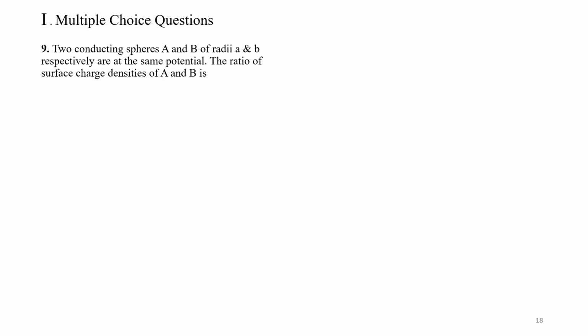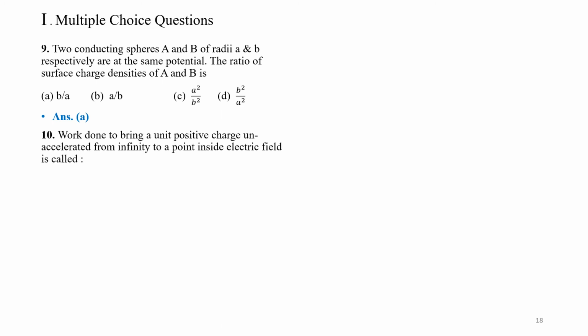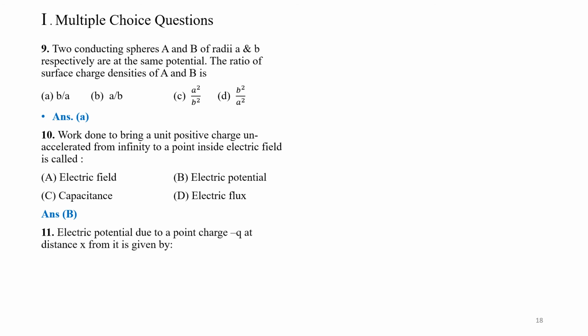Two conducting spheres A and B, of radii a and b respectively, are at the same potential. The ratio of surface charge density of A and B is, A, that is b by a. Question number 10. Work done to bring a unit positive charge unaccelerated from infinity to a point inside the electric field is called the electric potential. B is the answer.